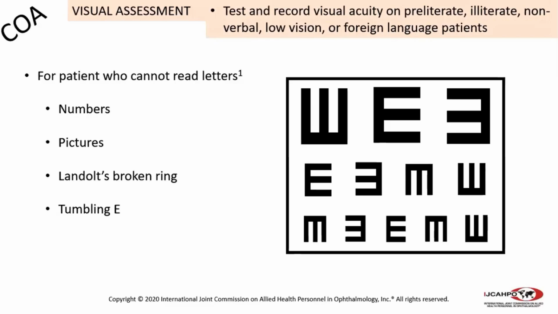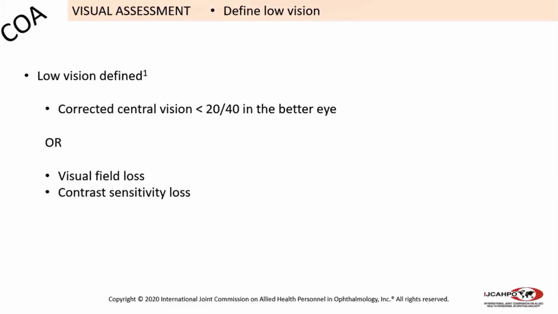For patients who cannot read the letters, there are other options. You could show them numbers, pictures, Landolt's broken ring, or tumbling E, which is the example pictured here. Low vision is defined as corrected central vision less than 20/40 in the better eye, or visual field loss, or contrast sensitivity loss.